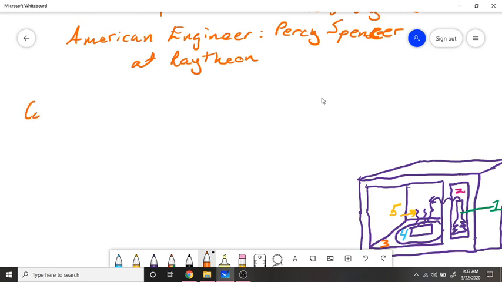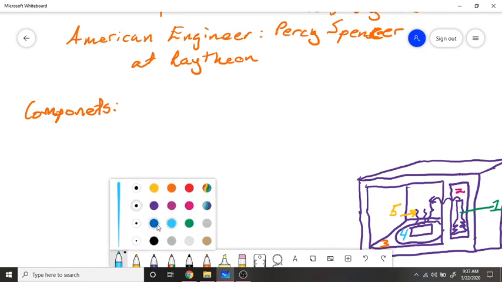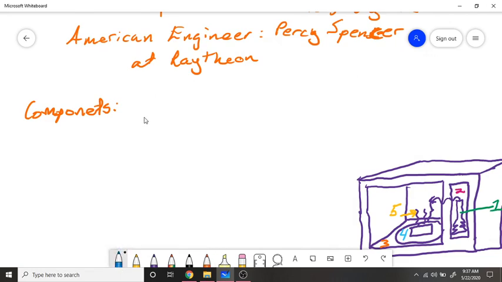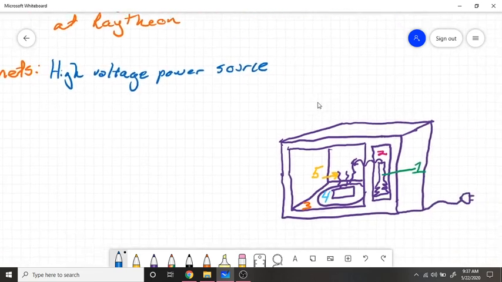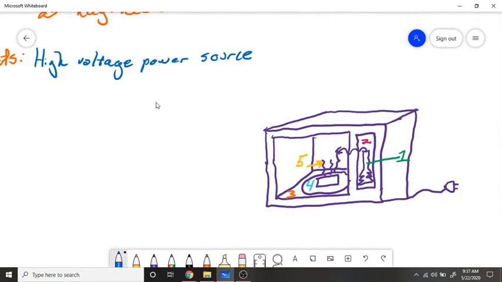The components of a microwave are all basically the same. So it doesn't matter how your microwave looks, they all have the same type of components. It starts with a high voltage power source.